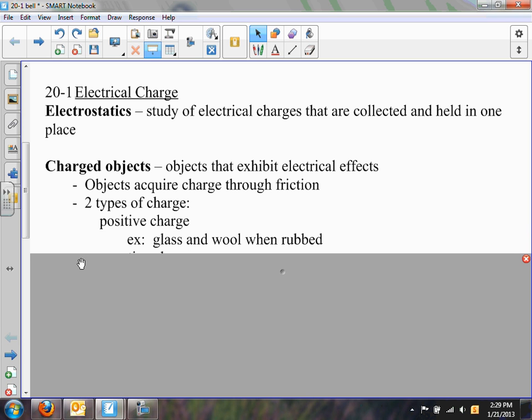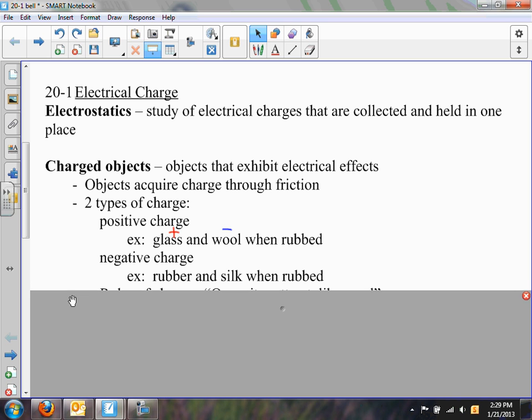A way of getting positive charge would be if you rub glass and wool together. Well, the glass is going to be positively charged, which means the wool must be negatively charged, because when you use friction, you're separating the charge. You cannot create charge. You're only separating it. So one becomes more negative, one becomes more positive, so that overall you still have the same total charge. It's overall still neutral.